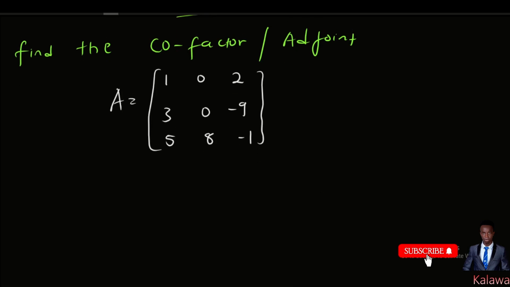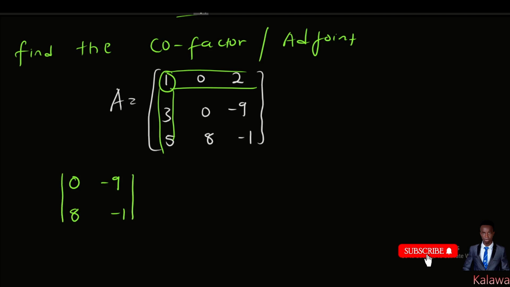So if I'm going to choose 1, I'll close this part, and this part close. So what is left now? You just need to find the minor, so this is going to be left with 0, minus 9, 8, minus 1. We follow the sign. If here is positive, here is supposed to be negative. So we go again, find the minor for 0.